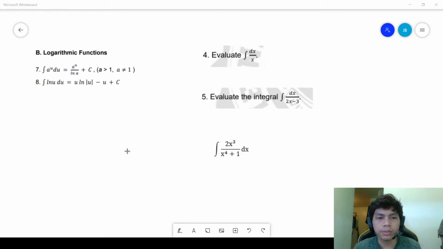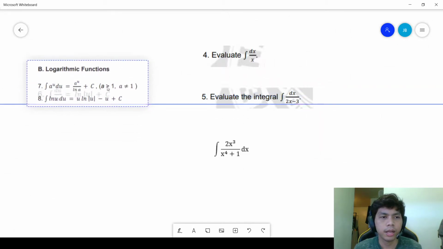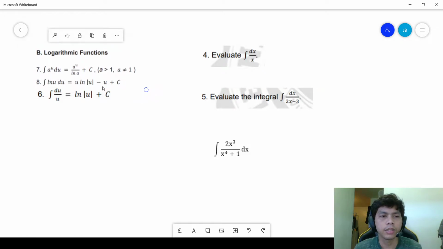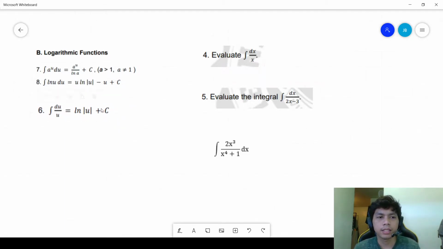Okay, actually we also have theorem number 6, which I forgot to include. There you go. So for number 6, you have the integral of du over u. That would basically mean the ln of u plus c. So I will only include this one, this number 6 theorem, for your first exam.